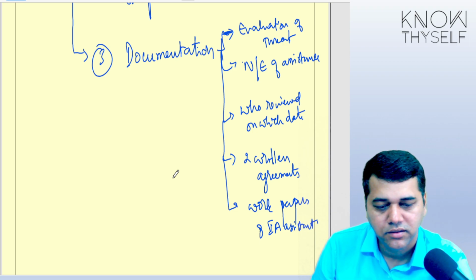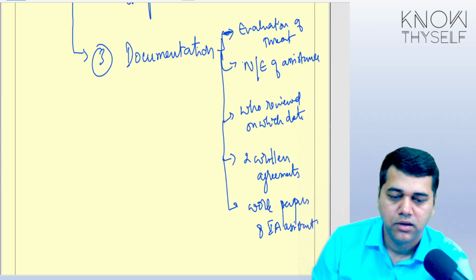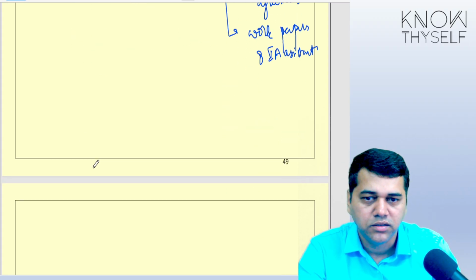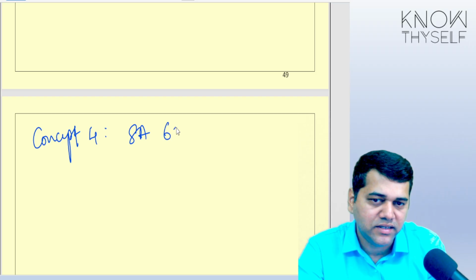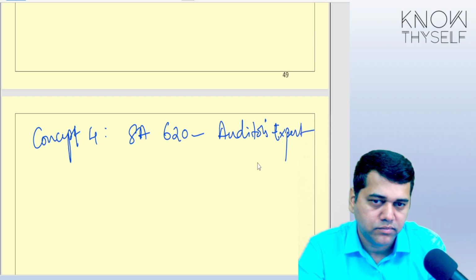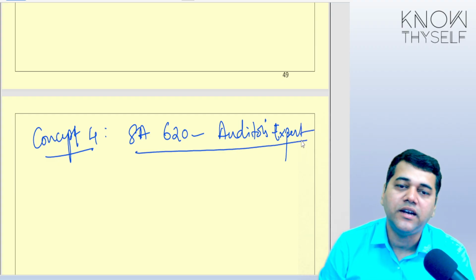I hope it is done. So with this, we are done with the third concept, and write the next concept. Concept number 4, SA 620, auditor's expert. It's very important. This and SA 540.